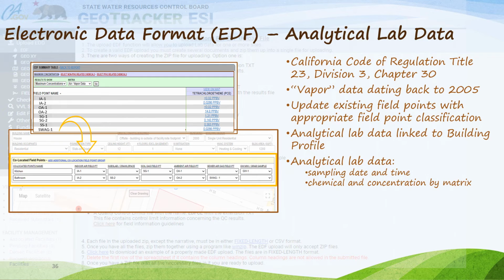Unfortunately, this data's sample media is classified as vapor. But we can update existing field points to the appropriate field point classification to include this historical data into the vapor intrusion database. By creating building profiles, we are directly linking lab data to sample locations within or near the building. This will help us evaluate that spatial and temporal variability, as well as link the chemical and concentration to a building by matrix.